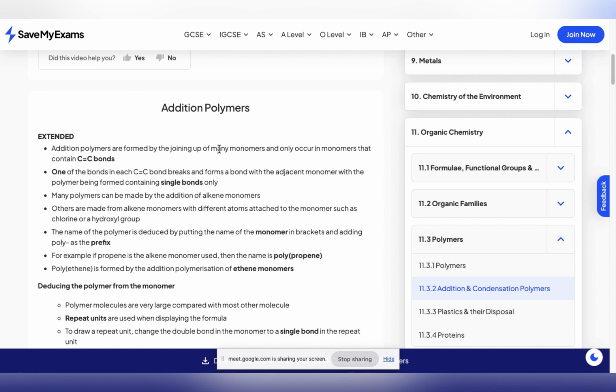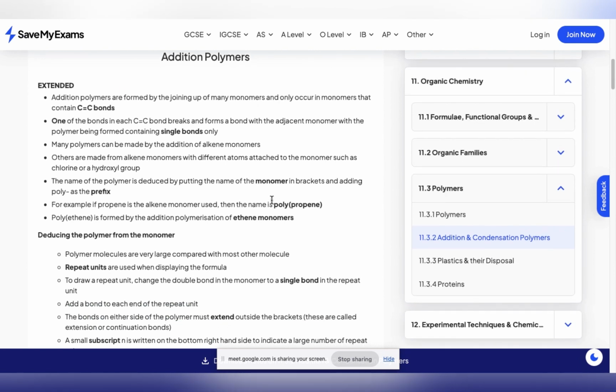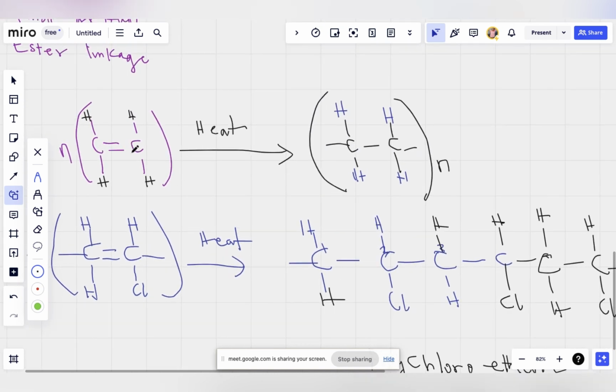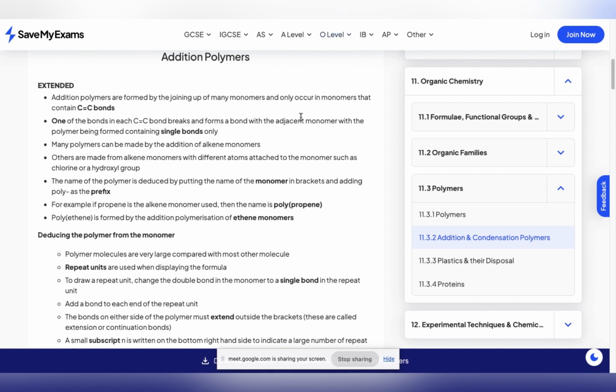Now let's take a look at addition polymerization properly. Addition polymers are formed by joining up many monomers together, and only occur in monomers that contain a carbon to carbon double bond. Addition polymerization only happens where you have a carbon to carbon double bond. If you look at the example we've given, there is a carbon to carbon double bond. Even this one has a carbon to carbon double bond. So the same monomer has a carbon to carbon double bond, so that it can be broken and added onto itself to form a giant macromolecular structure.